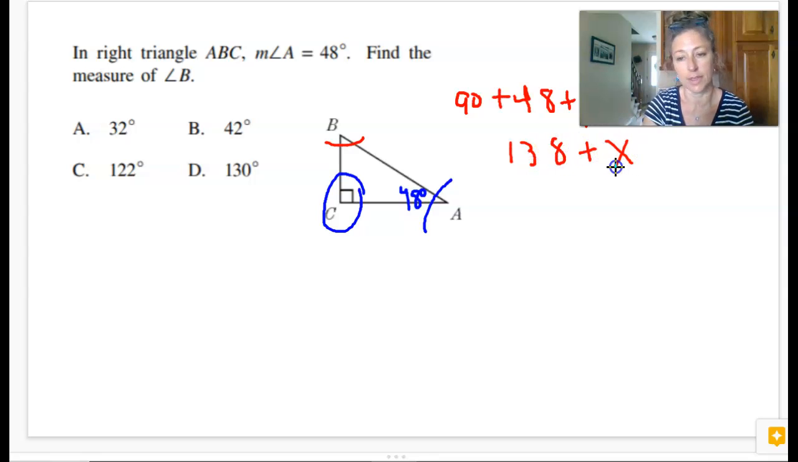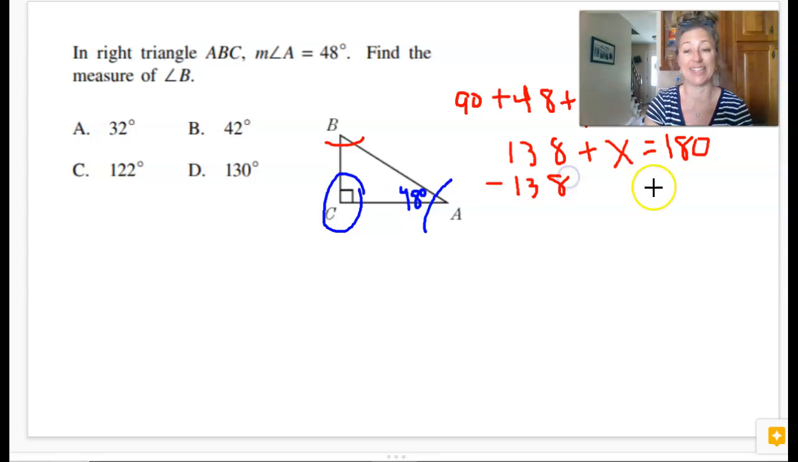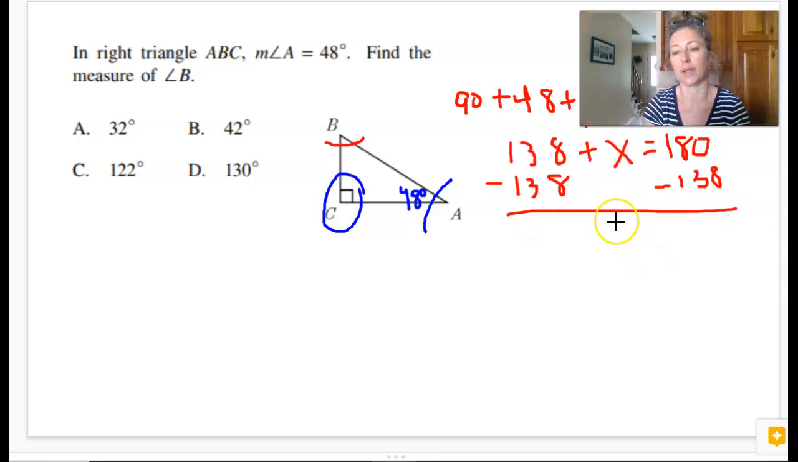Now comes the part that you already know how to do. It's just a really good review. Next year in 8th grade, we work with equations all the time, so let's just get really good at them so next year is a breeze. If I want to get X alone, I need to subtract 138 from this side because I want to get rid of it there. Whatever I do to the left side, I need to do to the right side as well. I can't always write and think at the same time.